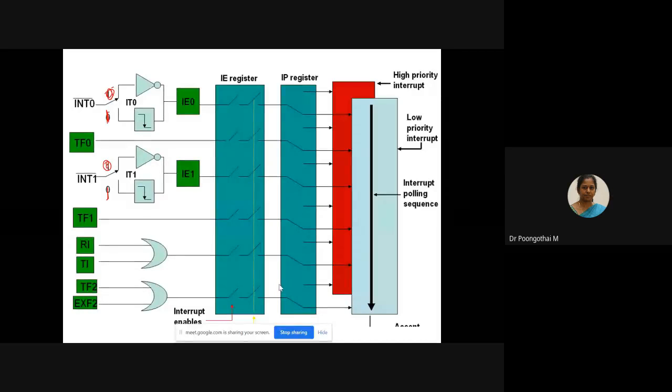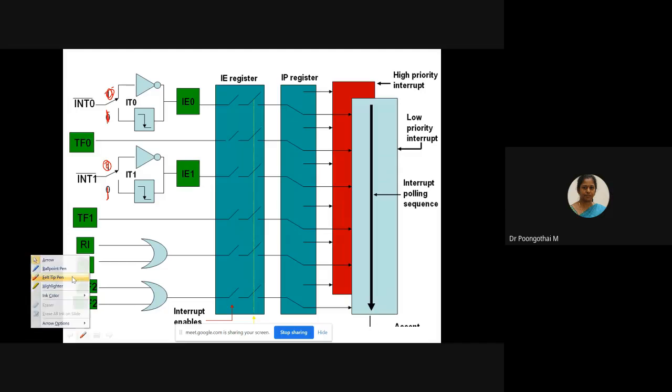So this is the overall interrupt structure of your 8051 microcontroller. Here we have two important registers, the IE register and the IP register. In the IE register, we have two levels of control. The first level is the basic level, that is the individual interrupt level, which controls each individual interrupt request. And this is done by 5 interrupt flags.